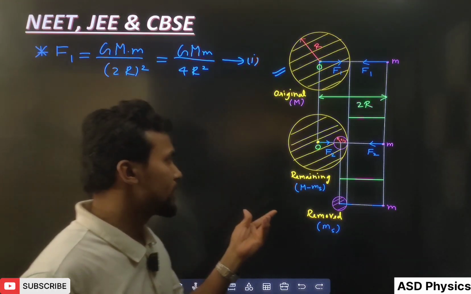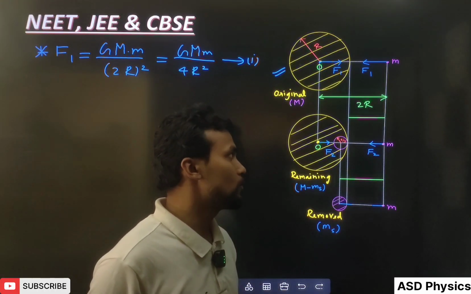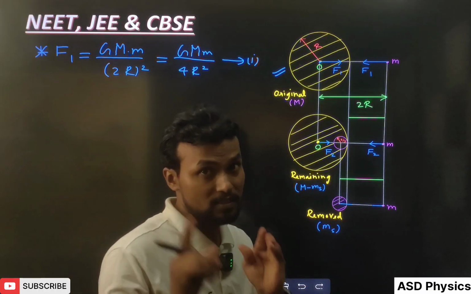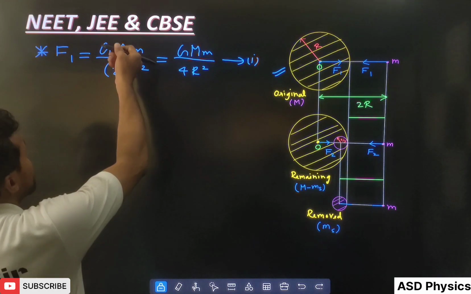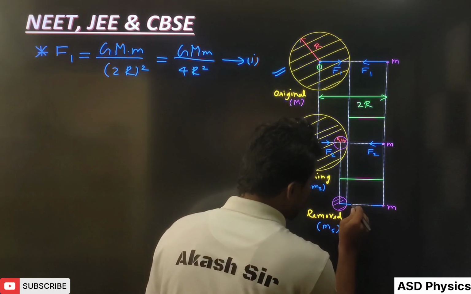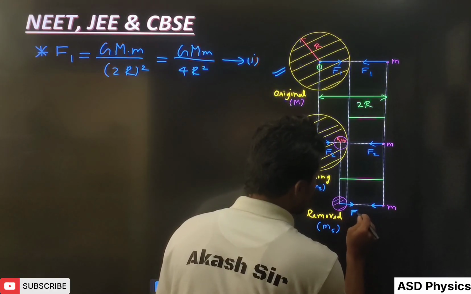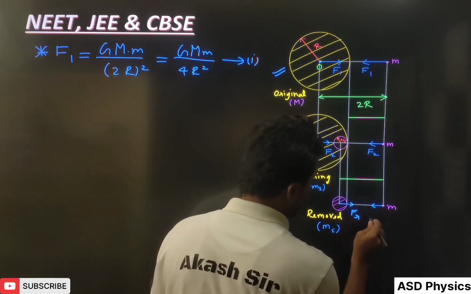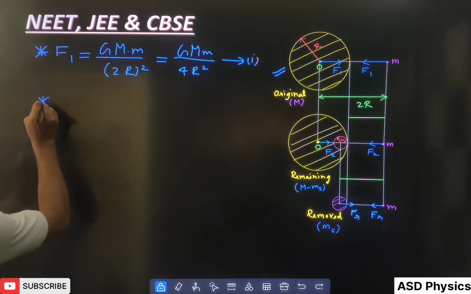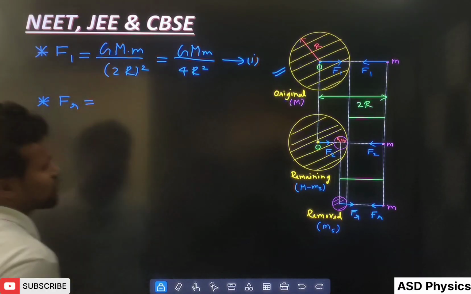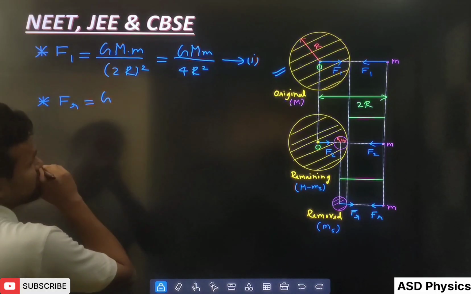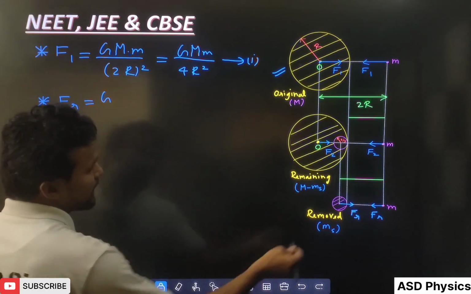Now, to get the force between the remaining sphere and the point mass, what will we do? We will calculate the force between the removed sphere and the point mass. Then we subtract this force from F1 and we get the F2 value. So this is the removed sphere, and let's take the force as Fr, for removed. What is the value of Fr? The force between the removed sphere and the point mass small m is given by G, mass m, and ms.